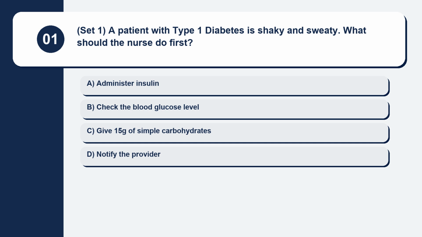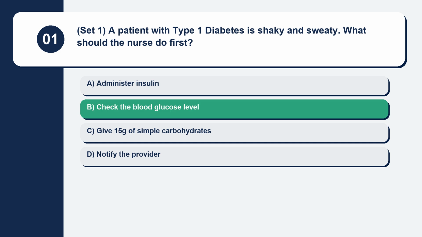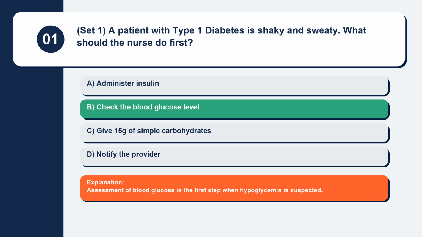Administer insulin. Check the blood glucose level. Give 15 g of simple carbohydrates. Notify the provider. Assessment of blood glucose is the first step when hypoglycemia is suspected.